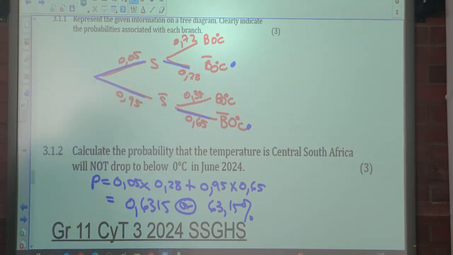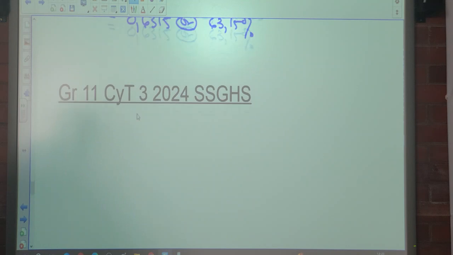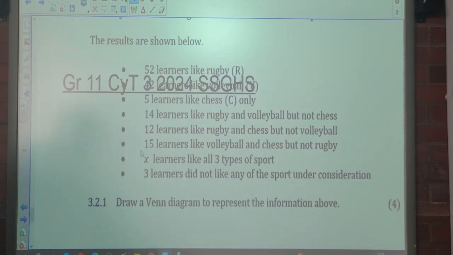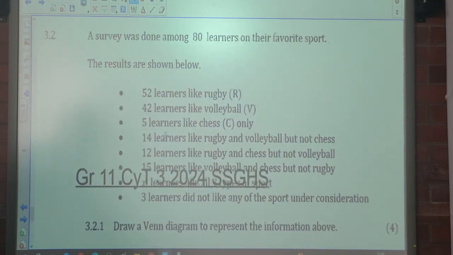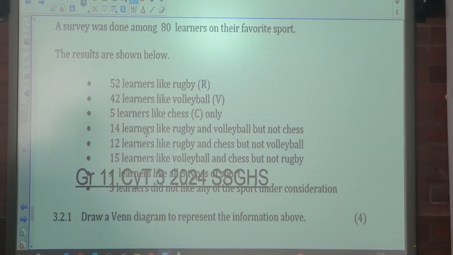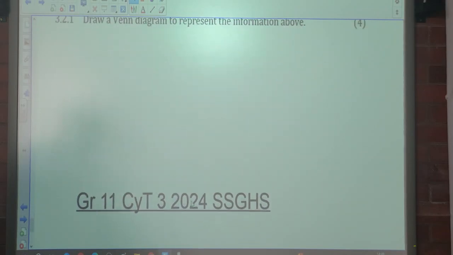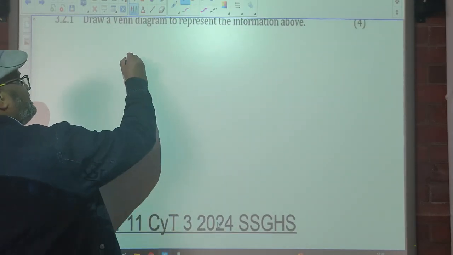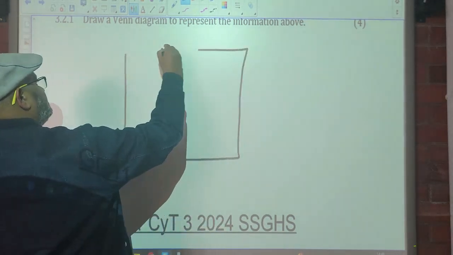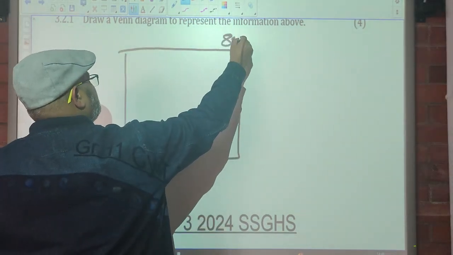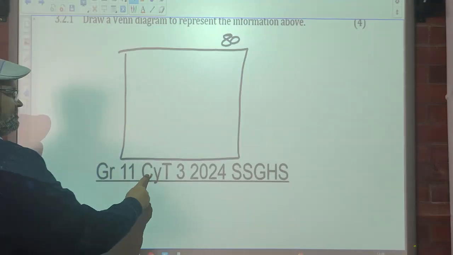Okay. And the last question was the Venn diagram, in a survey done amongst 80 learners. So of course we'll have 80 there. There's a sample space.